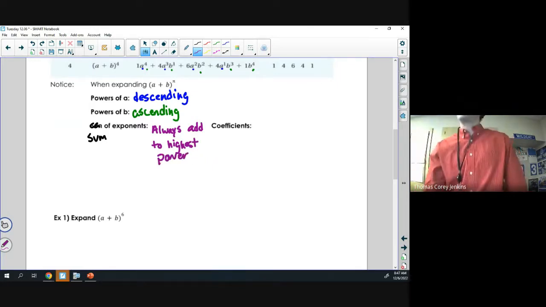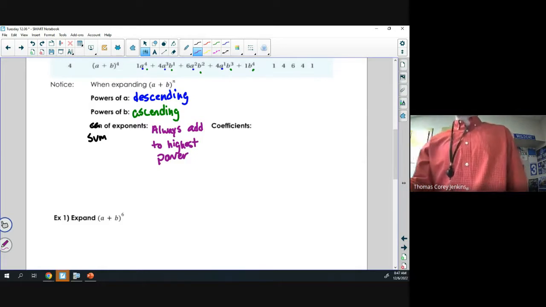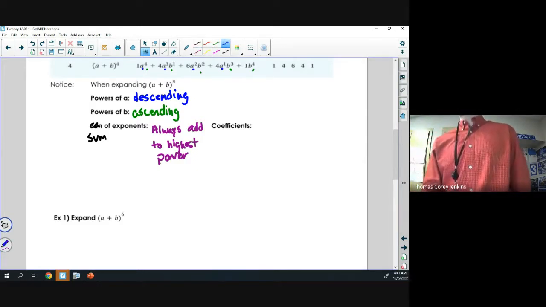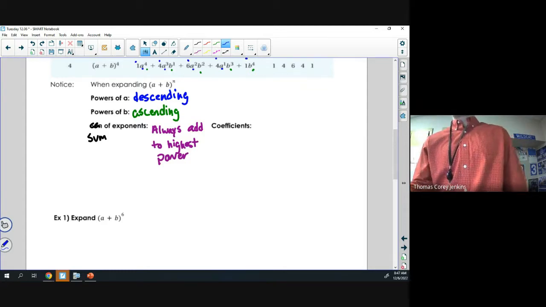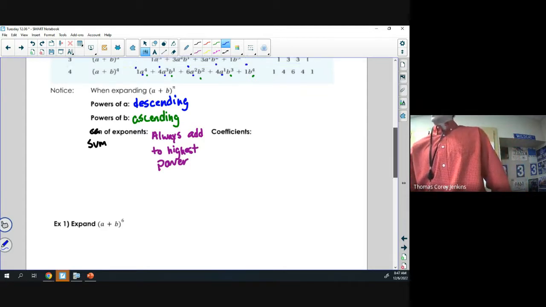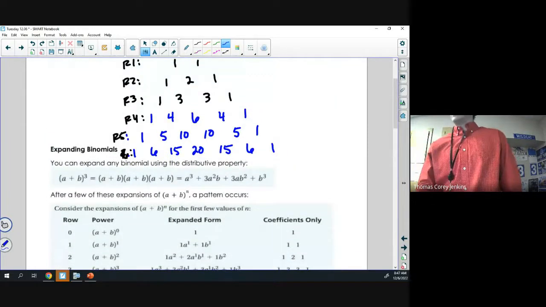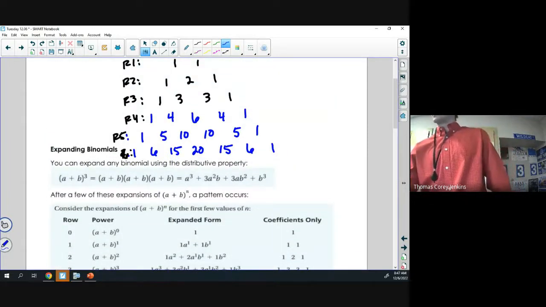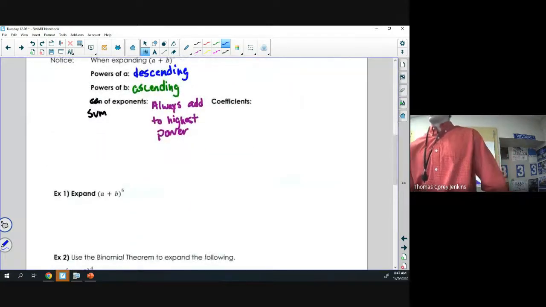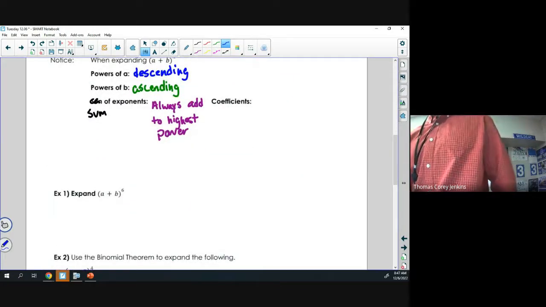And then how is Pascal's triangle coming into play? Well, if you look at our coefficients, 1, 4, 6, 4, 1, that is a row of Pascal's triangle. Which row is it? That's row 4, right? So those are basically your coefficients. So that's where we look at Pascal's triangle.